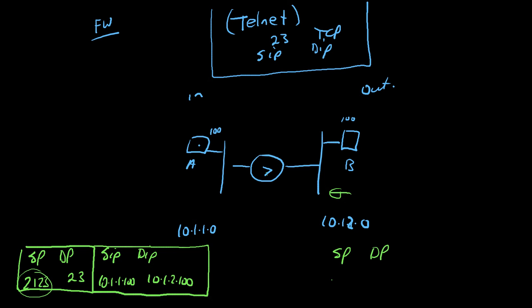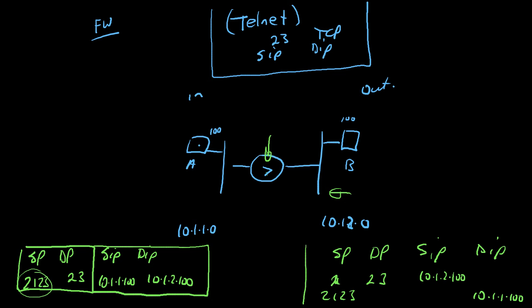combination of 23 and 2123, and a source IP of 10.1.2.100 and a destination IP of 10.1.1.100. So instead of waiting for the packet to come back, this device predicts that that's what the packet should look like when it comes back. He then opens a pinhole in this inbound direction, a pinhole for only this one packet based on this criteria.